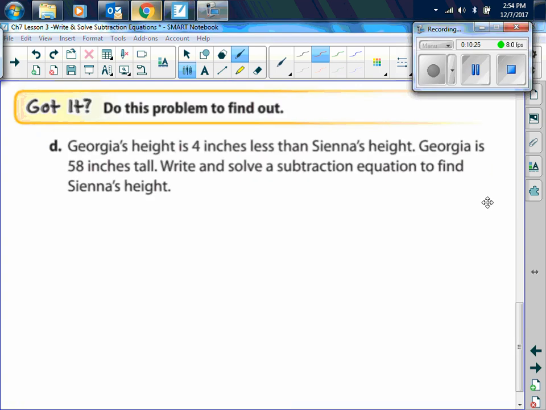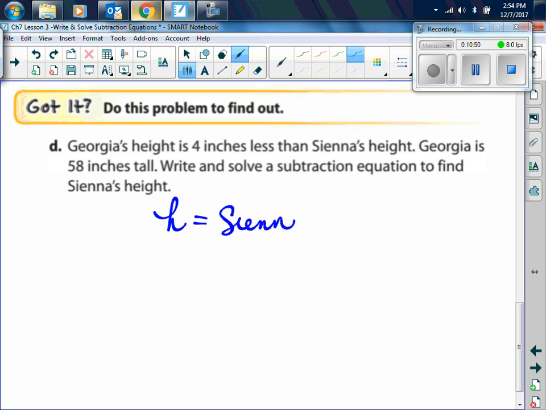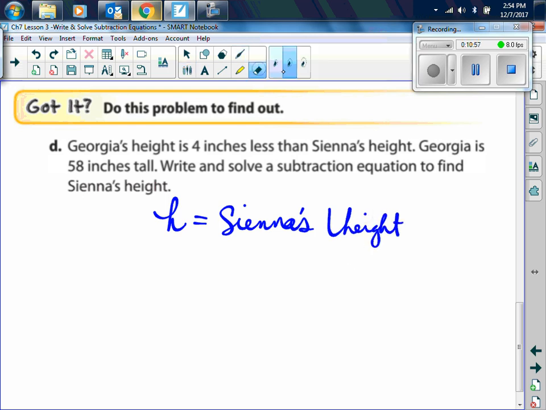All right, so let's do this problem. It says Georgia's height is 4 inches less than Sienna's height. Georgia is 58 inches tall. Write and solve a subtraction equation to find Sienna's height. So, what is it that we don't know here? Sienna's height. We don't know Sienna's height. So let's use H for Sienna's height, okay? Okay, so H for Sienna's height.